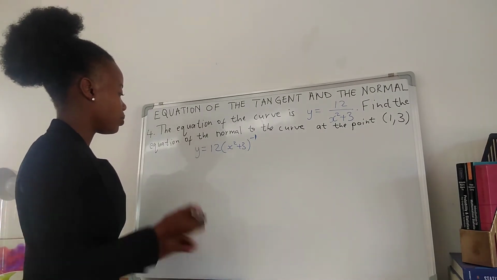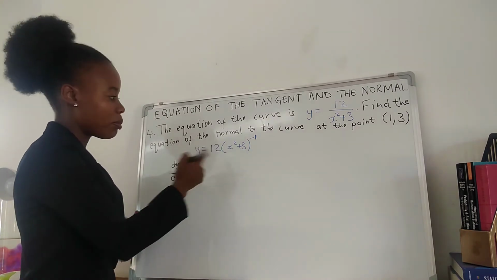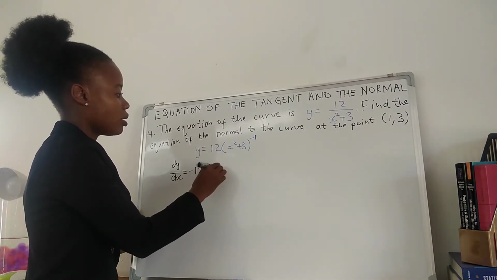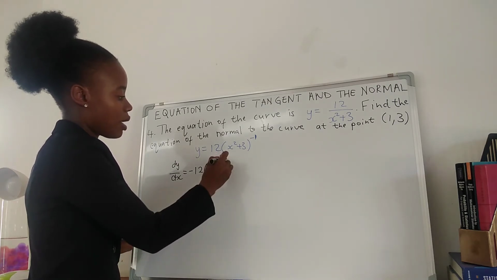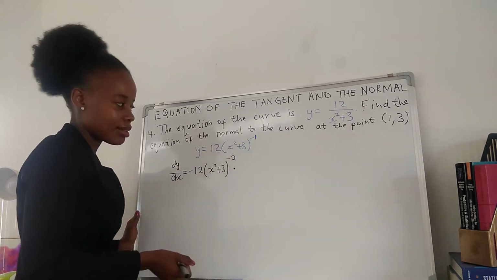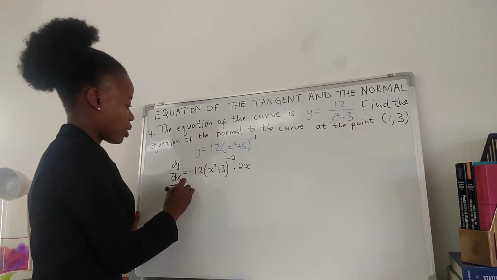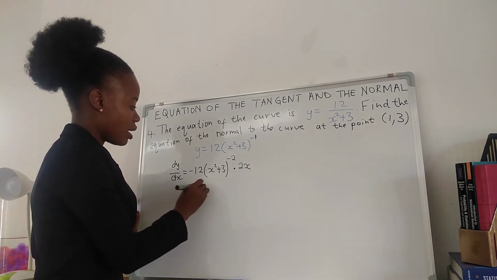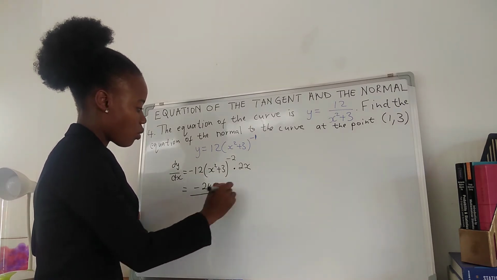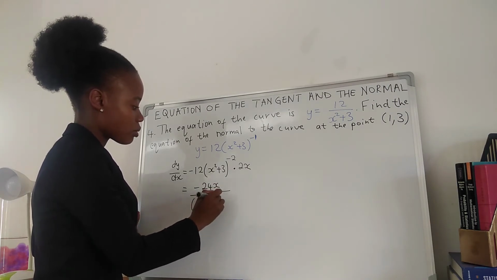So we're going to have dy over dx equals, we drop the power, we drop negative 1, we're going to have negative 12 times x squared plus 3 to the power negative 2, then you multiply by the derivative of what is inside. If you differentiate this, you're going to have 2x, right? This you're going to have negative 24x all over x squared plus 3 squared.